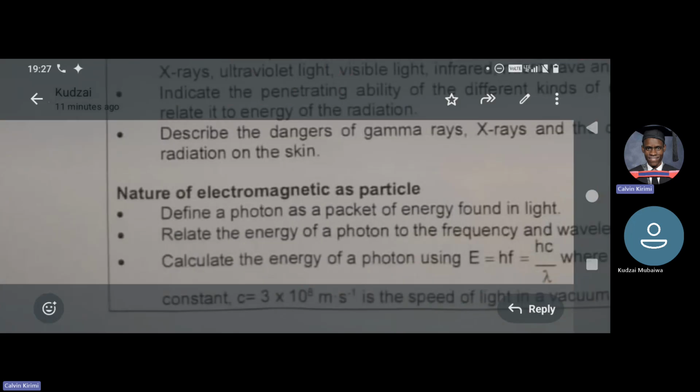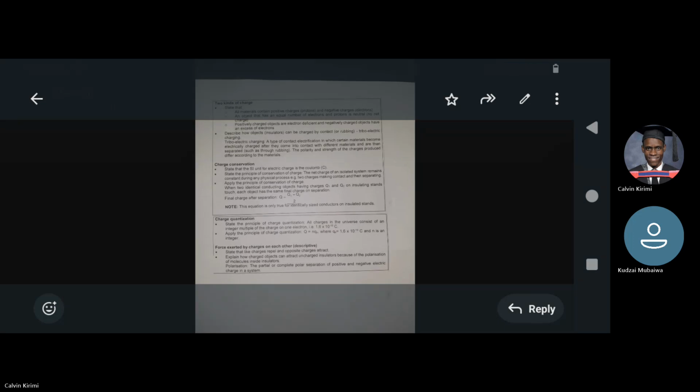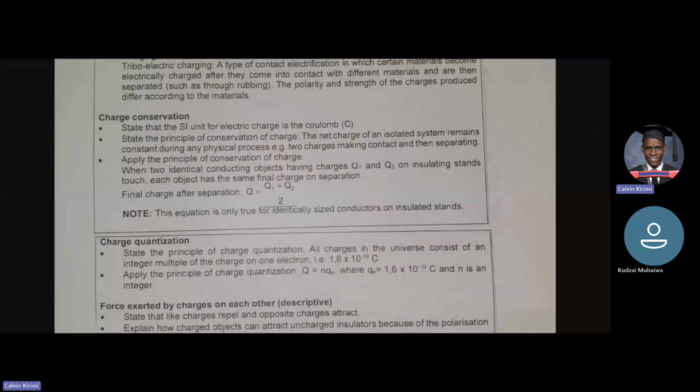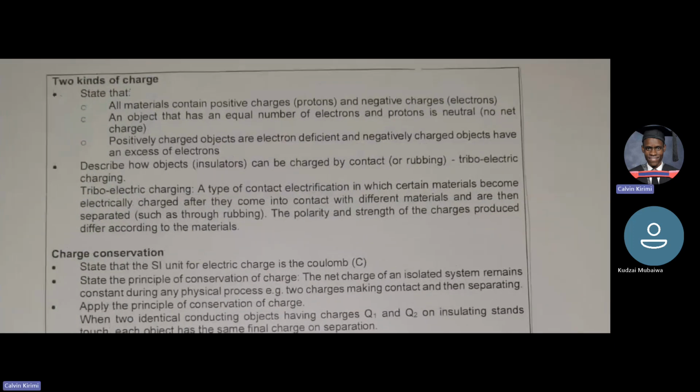So there's another page again. The last one. Let's see what is in the last scope. Yes. So there are two kinds of charge. They are saying all material contain positive charges, which are protons, and negative charges, which are electrons. Is there any problem with that point? No. That one is clear.